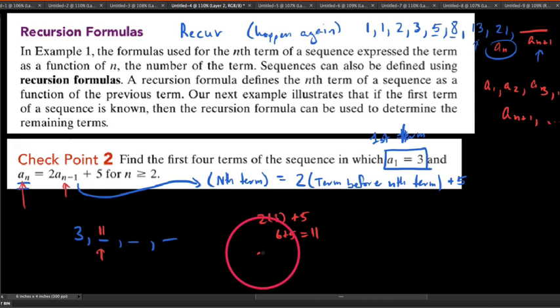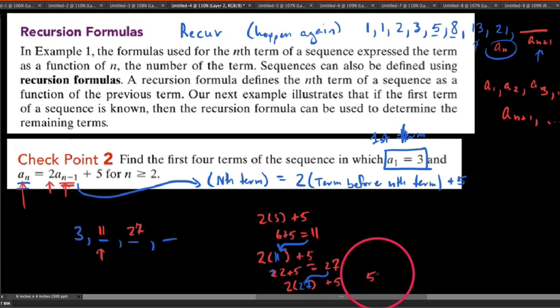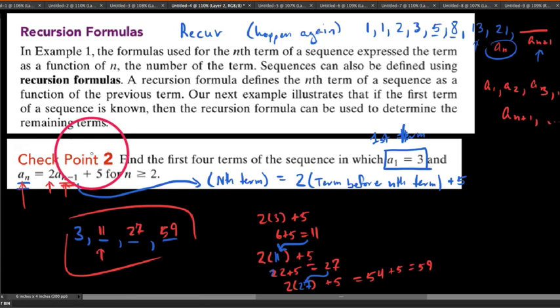Now we take that 11, multiply it by 2 and add 5 to it, because we always take the term value before it, double it, and add 5 to it. If we put this 11 in here, you can see how this is happening again, recur. We'd say 22 plus 5, and we would get 27. That would be the third term in our sequence. Then we do the same thing again, 2 times our input plus 5. With 27, 2 times 27 is 54, plus 5 is 59. So these would be our first four terms of this sequence where it's defined recursively.